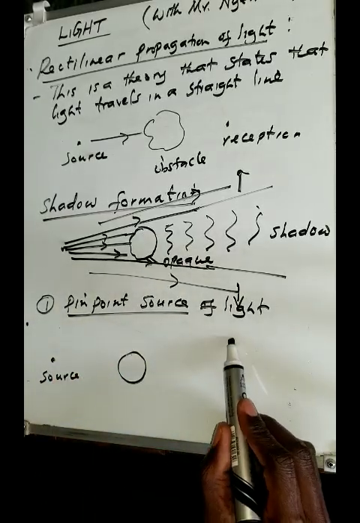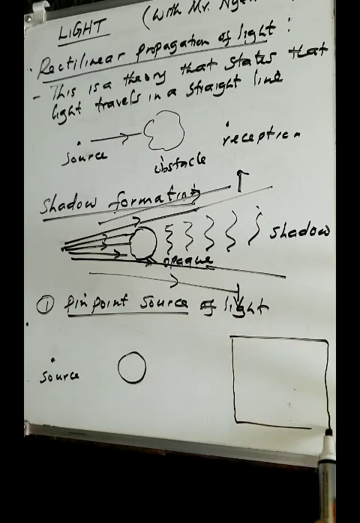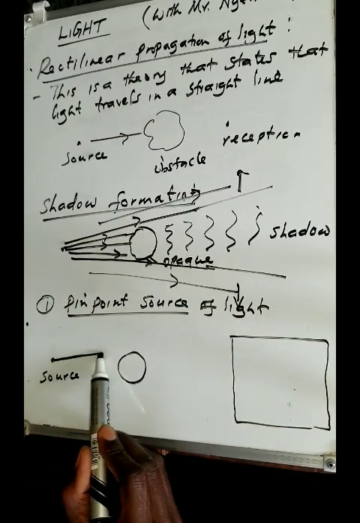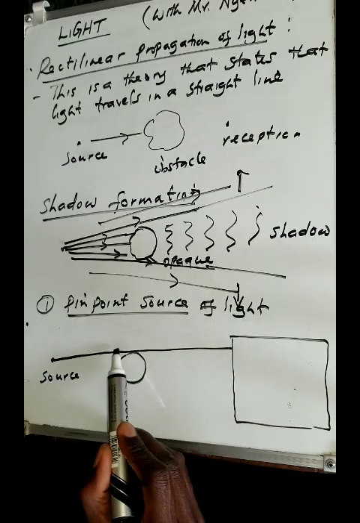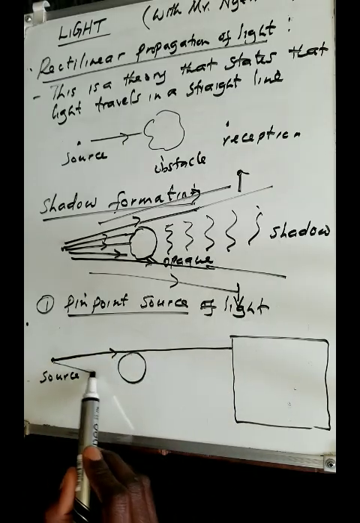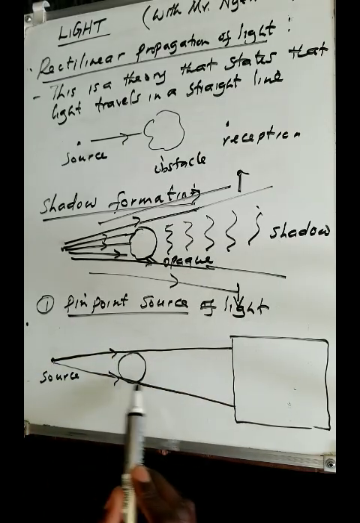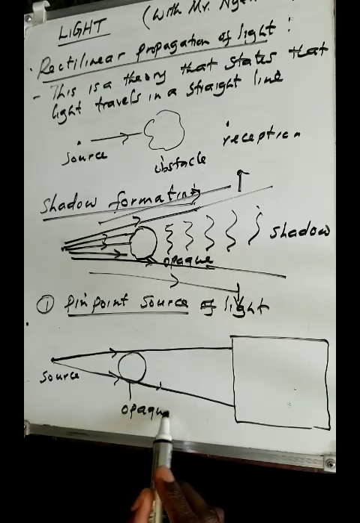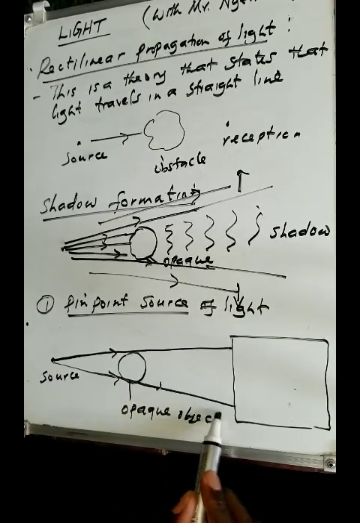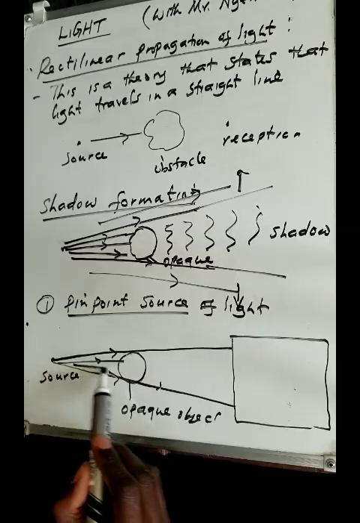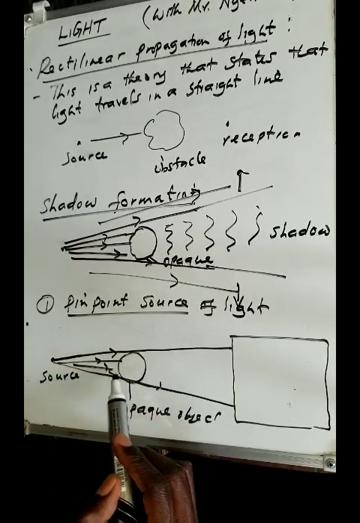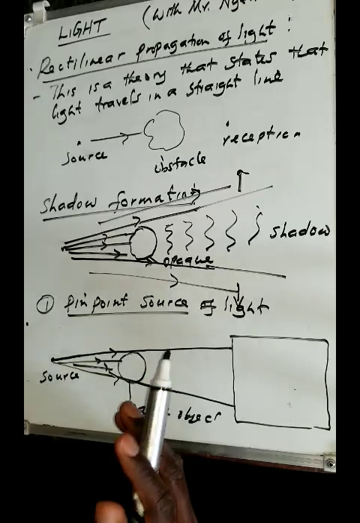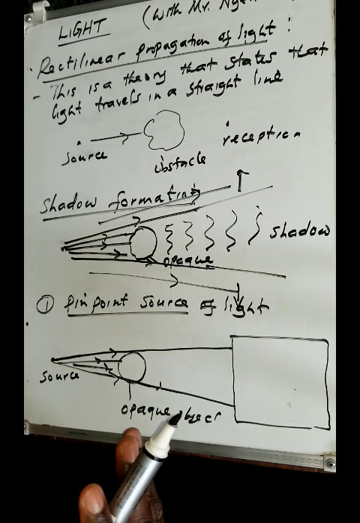And let me say on this side I have what I'm calling a screen. What is going to happen? Well, much of the light may pass through the side of the object, because this is what I'm calling an opaque object. You are going to find that much of the light that will be falling somewhere here is going to be obstructed. In other words, it will not pass through.